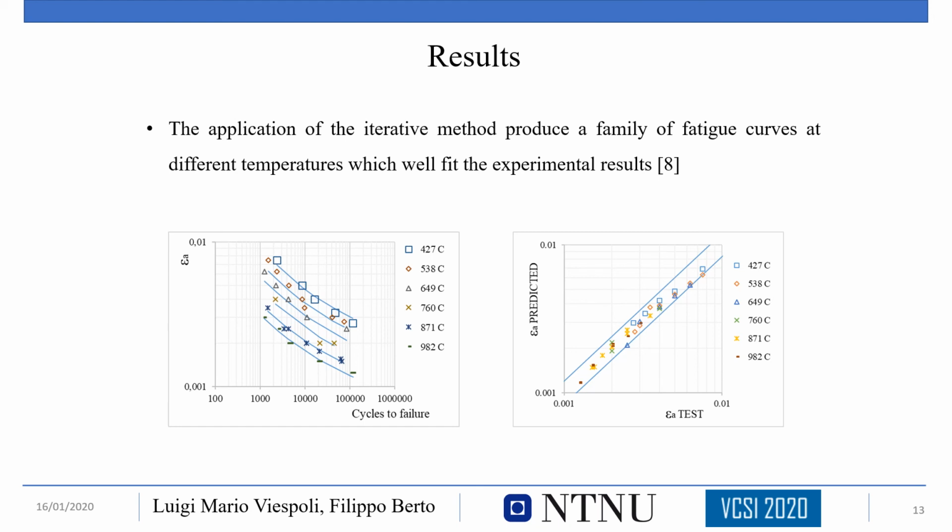Finally, we have obtained the results of the procedure. On the plot on the left, we can see the experimental fatigue results, each well matching the relative extrapolated curve, represented by a continuous line. The plot on the right shows how the experimental and predicted strain amplitudes for any number of cycles are included in a scatter band of ±20%.